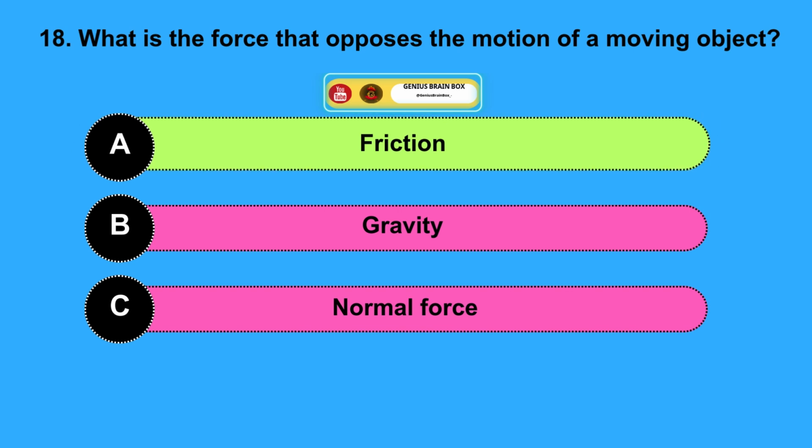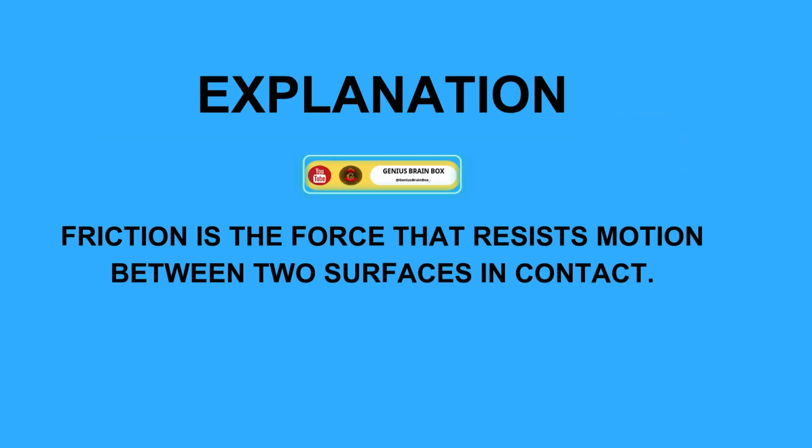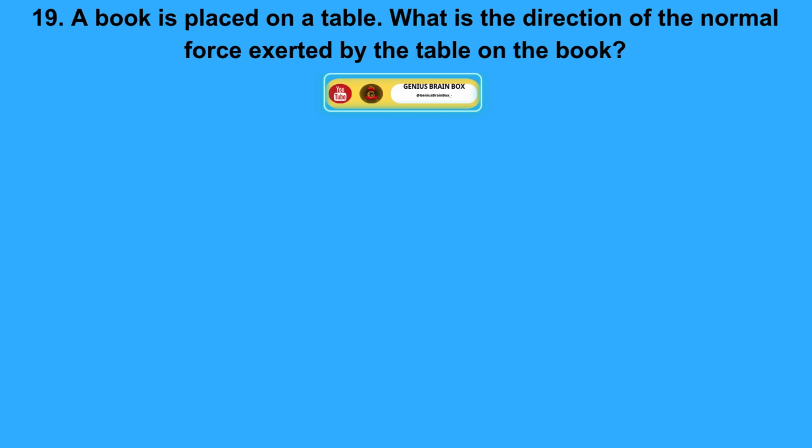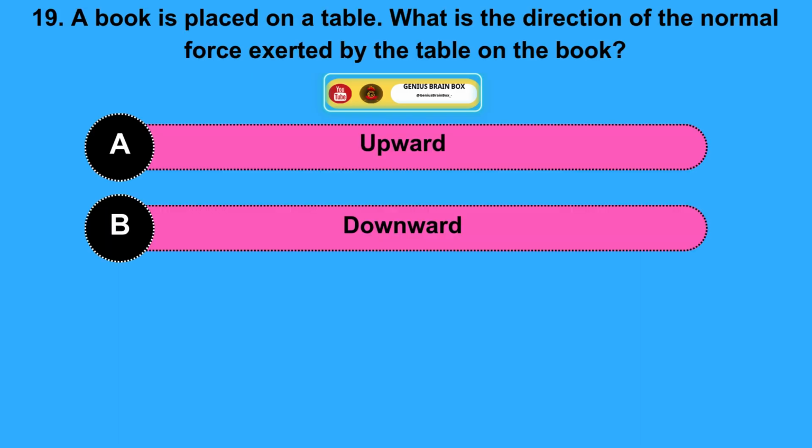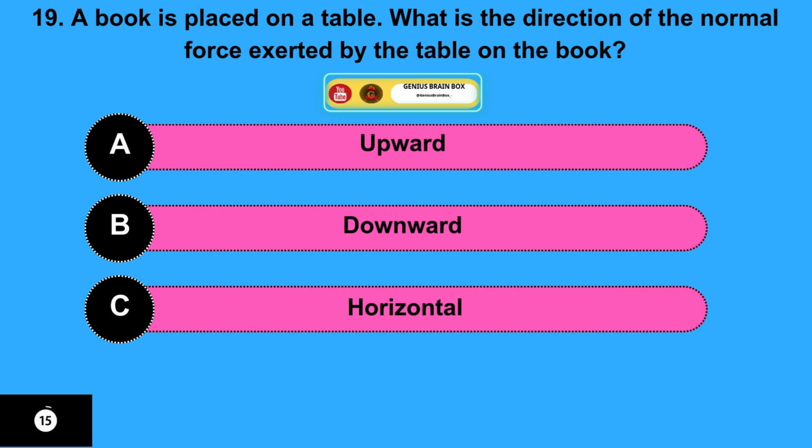Correct answer is A. Explanation is friction is the force that resists motion between two surfaces in contact. A book is placed on a table. What is the direction of the normal force exerted by the table on the book? Option A, upward. Option B, downward. Option C, horizontal.